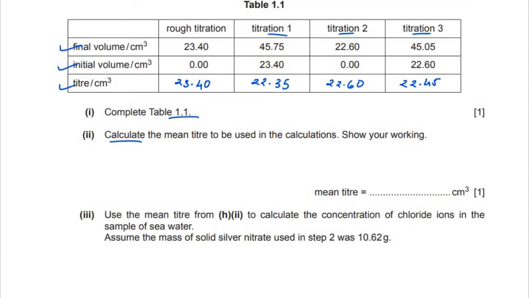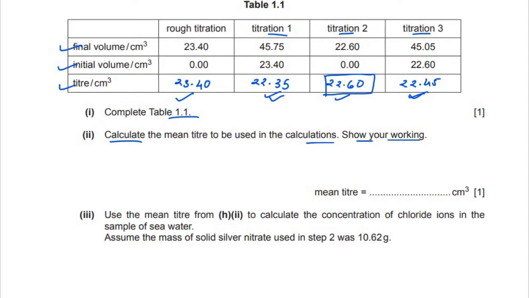It says calculate the mean titer to be used in the calculations, show your working. Now if we have a look at the readings, we generally don't include the rough titration in our mean. If we look at titration 1, 2 and 3, you can see that titration 2 is quite different compared to titration 1 and titration 3. We generally call titrations which are very close in reading concordant readings or concordant titers, which need to be very close and are supposed to be used for the calculation. So here titration 1 and titration 3 are close enough, with a difference of only 0.1, which is considered a concordant reading, and only the mean of these two has to be taken.